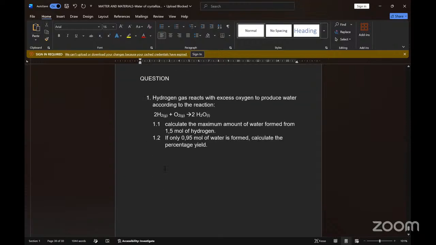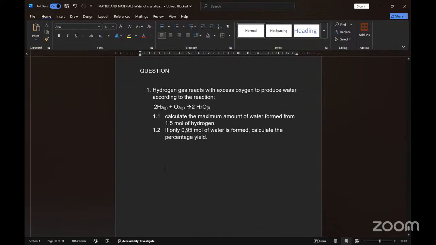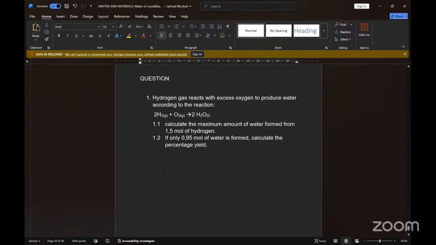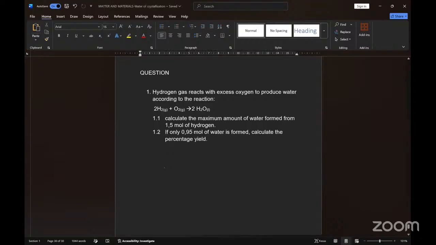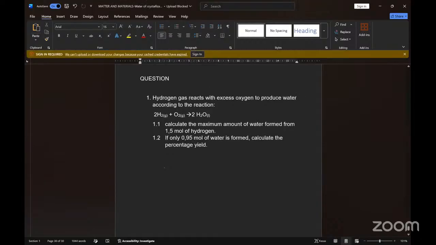So this is the last question we are going to answer. It says that hydrogen reacts with excess oxygen to produce water. This is the reaction. Now calculate the maximum amount of water formed from this. Okay. When you look at this one, we use mole ratio. The mole ratio here with respect to the coefficient is 2 and 2, and therefore the number of moles of water produced is the same as the number of moles of hydrogen. So there's no need to do any calculation.